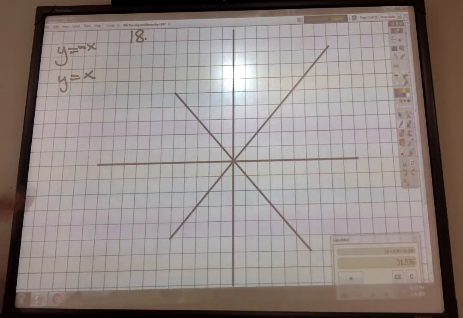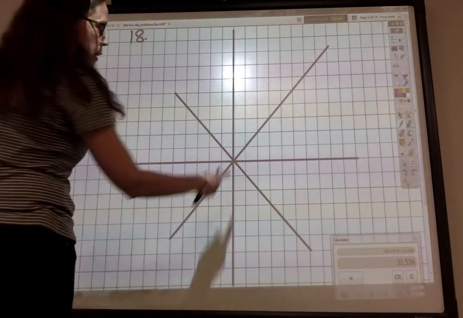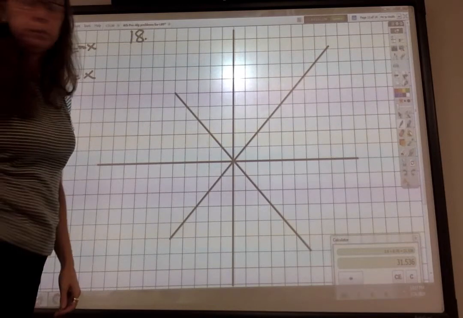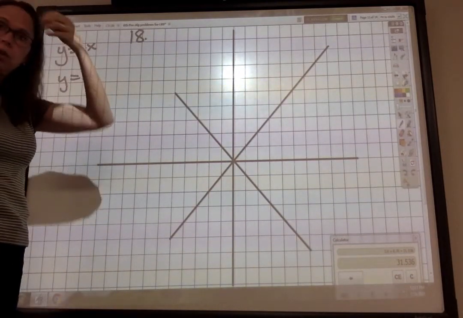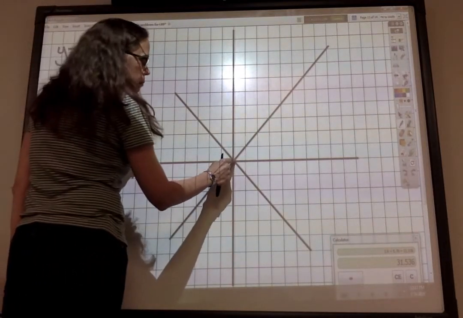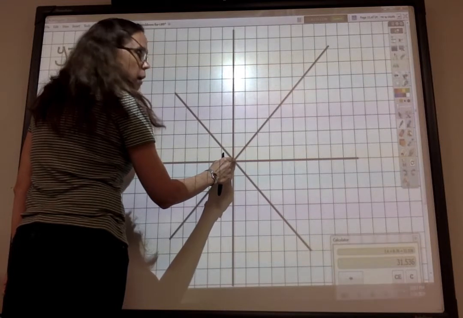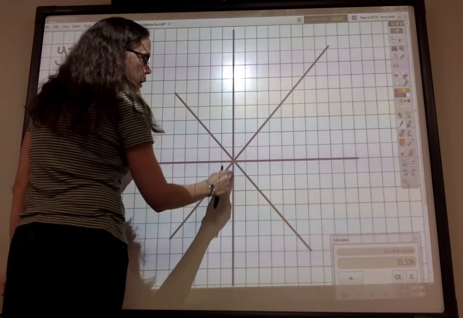Number 18 was a graphing problem. They wanted you to graph these two lines, y equals negative x and y equals x. So my first one, y equals negative x. If there's no plus or minus anything, my intercept is at 0. Now this is a negative x, so that means negative 1 over 1 is my slope. So I'm going to start here. Here's my one point. If I'm going to have a negative slope of 1, I'm going to sink 1 and run 1.